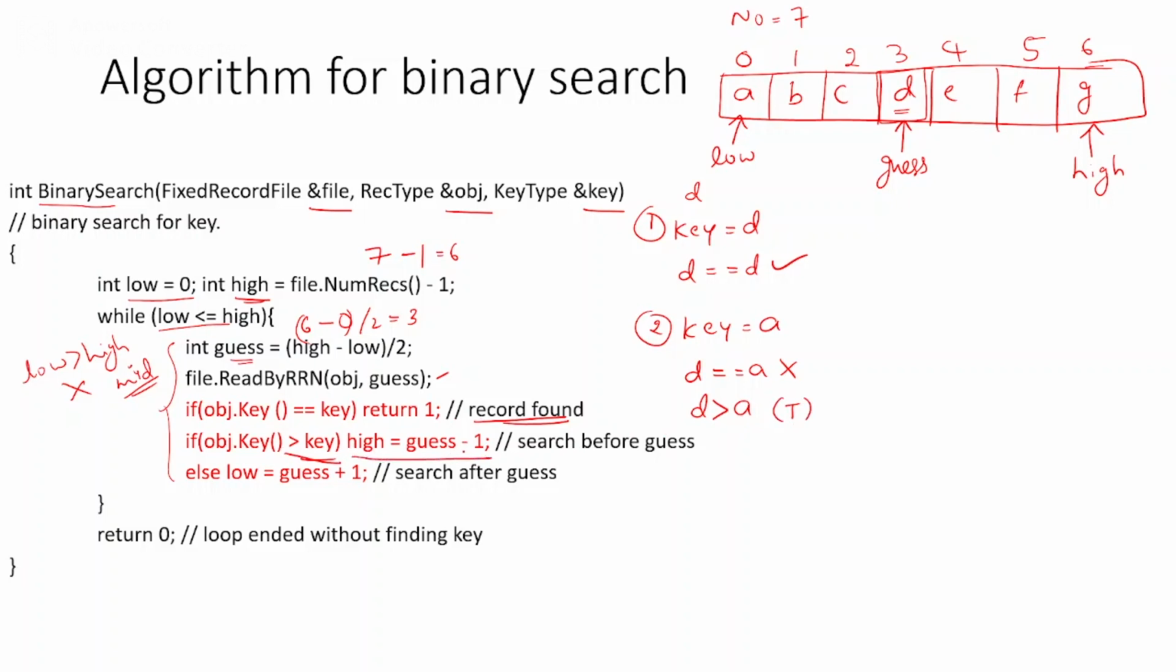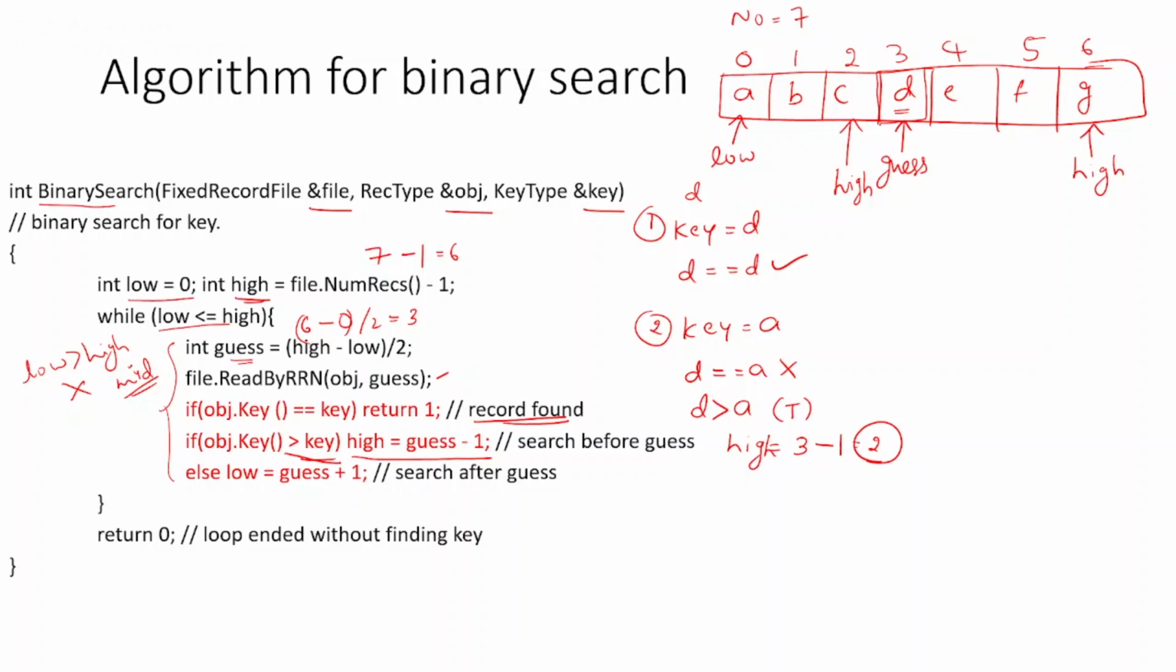When it is true, high is equal to guess minus 1. So now high is equal to guess, which is 3, minus 1, that is 2. Now high is pointing to 2. So here it will be your new high value.